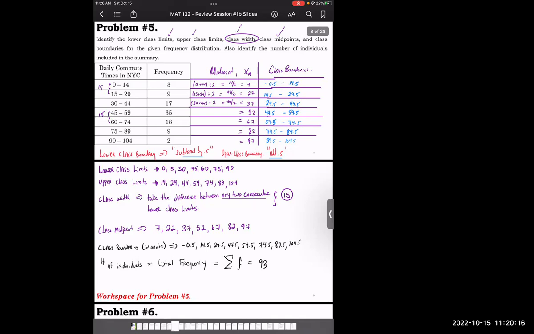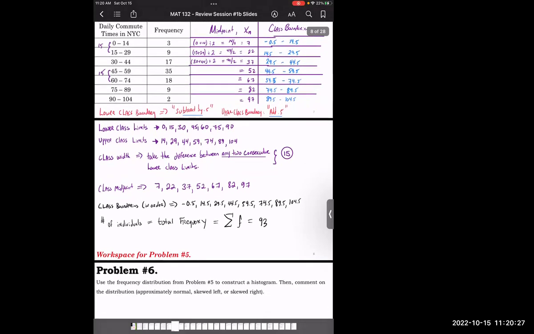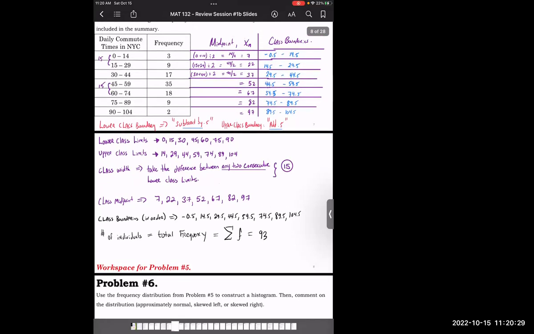Okay, let's look at problem number 6. Problem number 6 states that we want to use the frequency distribution from problem number 5 to construct a histogram. Then comment on the distribution. Is it approximately normal, skewed left, or skewed right?